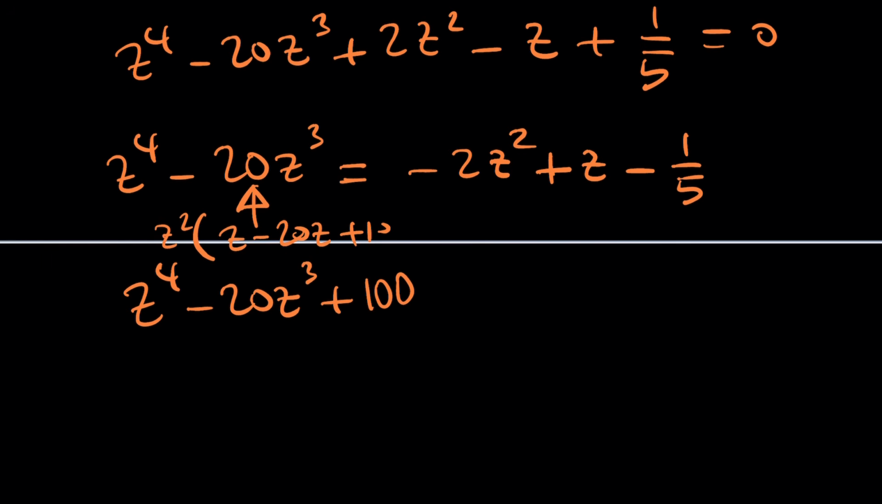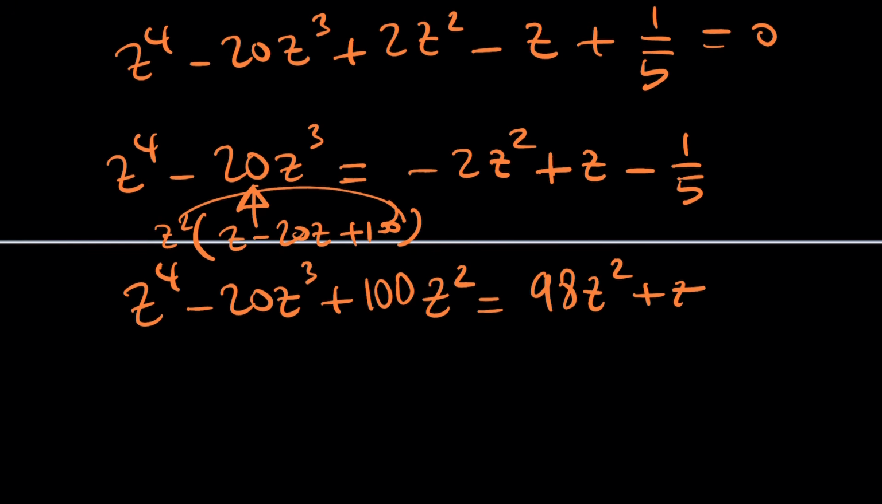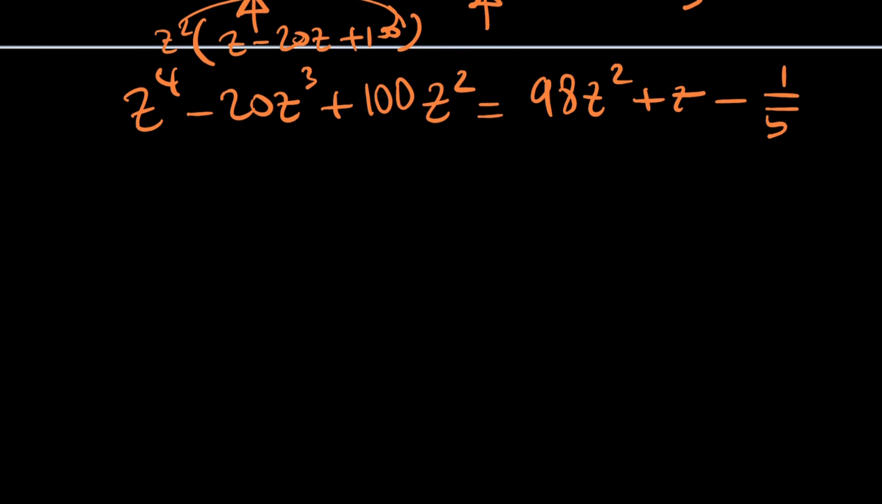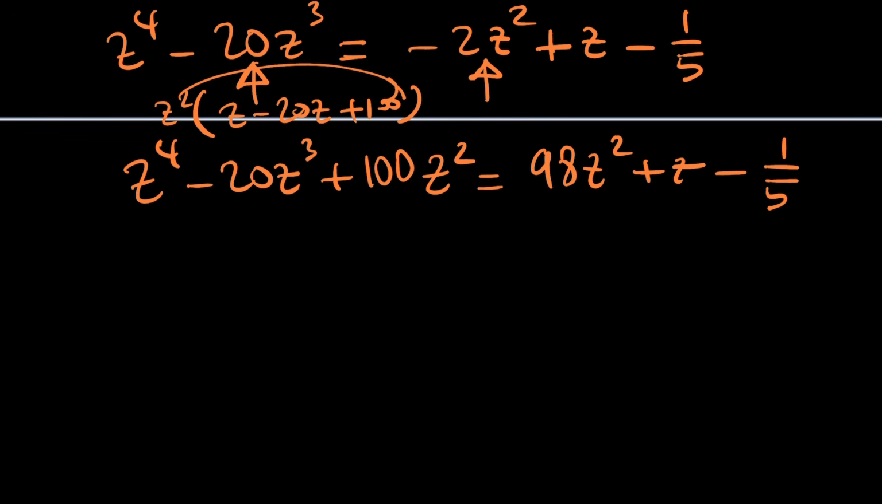Yes, you would add 100, but then you would multiply by z squared, so that would be 100z squared. So I'm adding that to both sides. And that gives me the following, because this z squared is going to go up by 100, right? But everything else is unchanged. Now, what are we going to do?